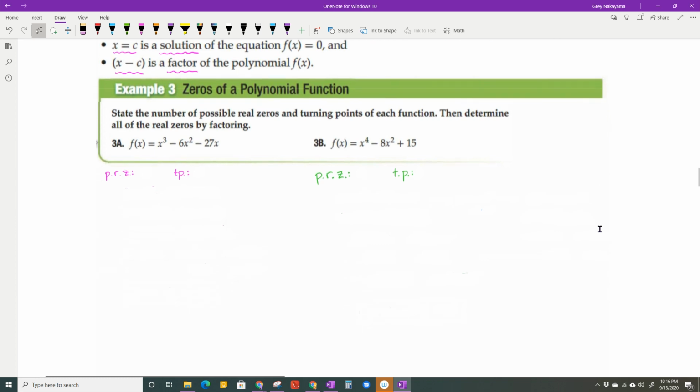So we're going to go forth and do a lot of factoring. First off, state the number of possible real zeros and turning points. Of course, we're talking about the maximum in each of these cases. Then determine all the real zeros by factoring. Yes, that lovely word, factoring.